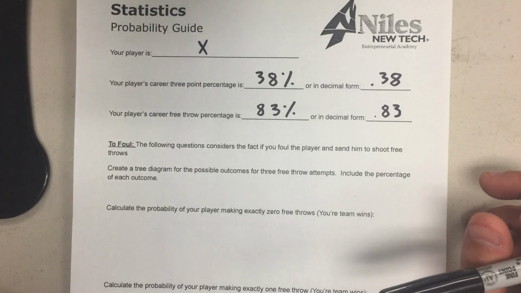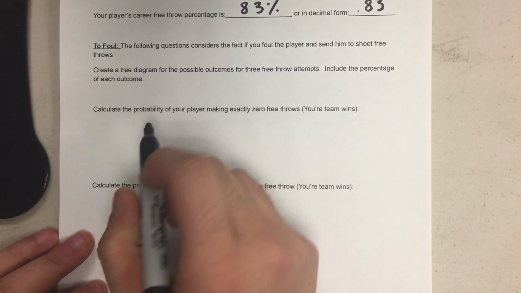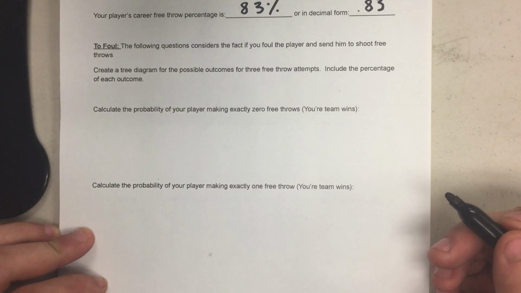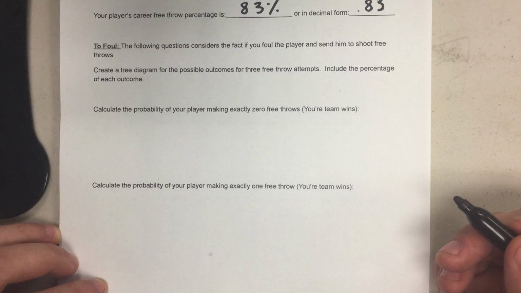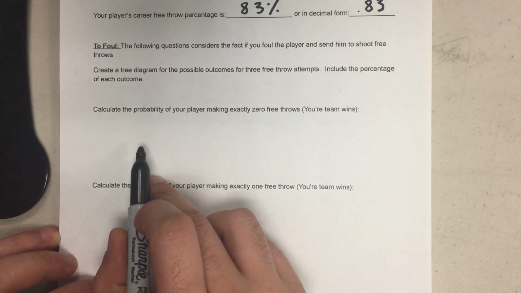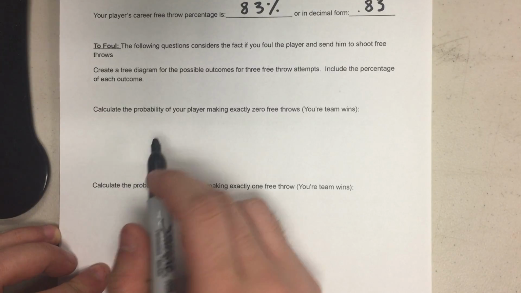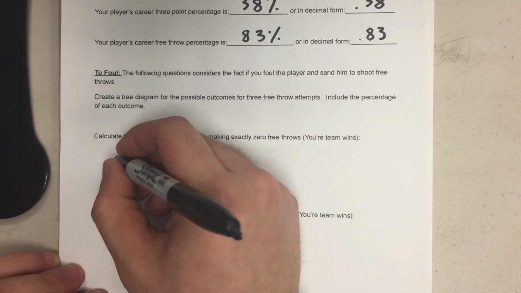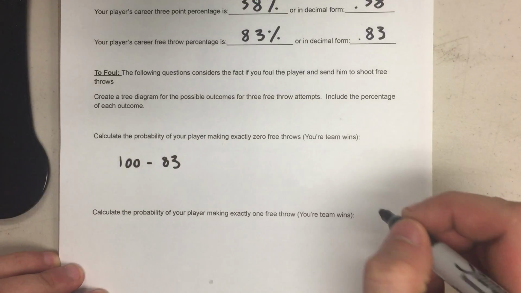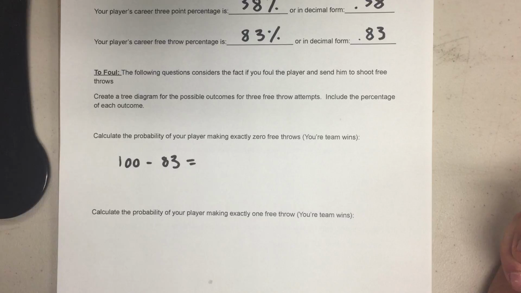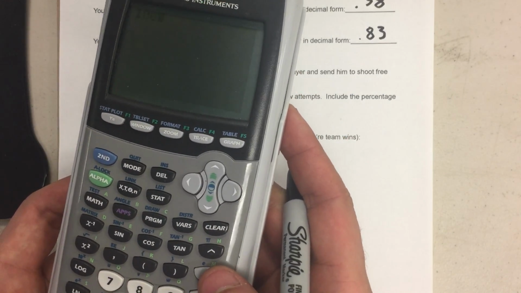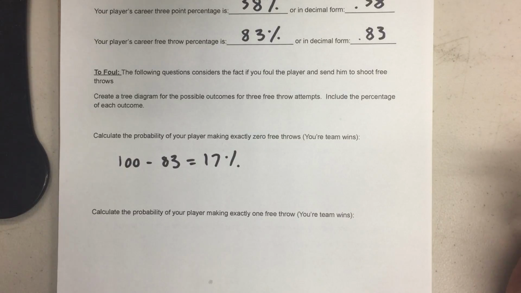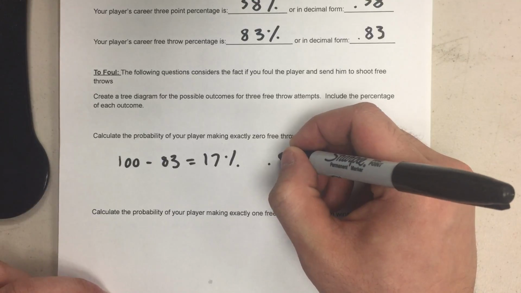Okay, now next, I'm going to go through how you would solve the first problem in which your player makes 0 free throws. That means he's not going to make any, which means that your team would win. In order to figure that out, you're going to take the percent at which your player would miss a free throw and raise that to the 3rd power. I know that my player makes 83% of his free throws. To figure out the percent that he's going to miss, I'll do 100 minus 83, which gives 17. So 17% of the time he's going to miss his free throws, which as a decimal is 0.17.